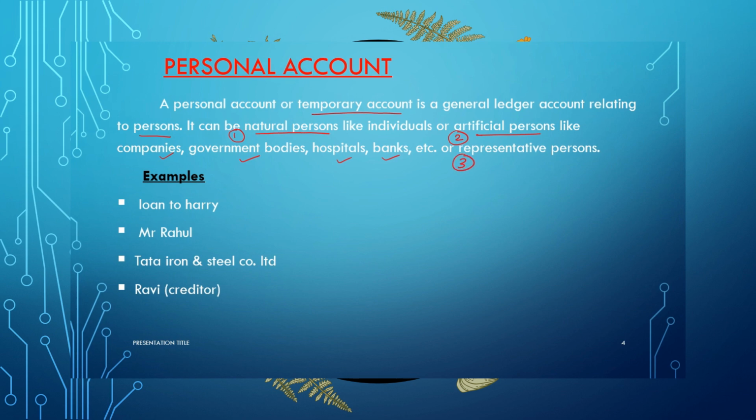Third are the representative persons. A representative person is a person who represents another person or group. So these are the three types of personal account: natural persons, artificial persons, and representative persons. We'll see few examples of personal account. Loan to Harry, Mr. Rahul, Tata Iron and Steel Company Limited, Ravi, a creditor. So the persons or the companies come under the personal account.